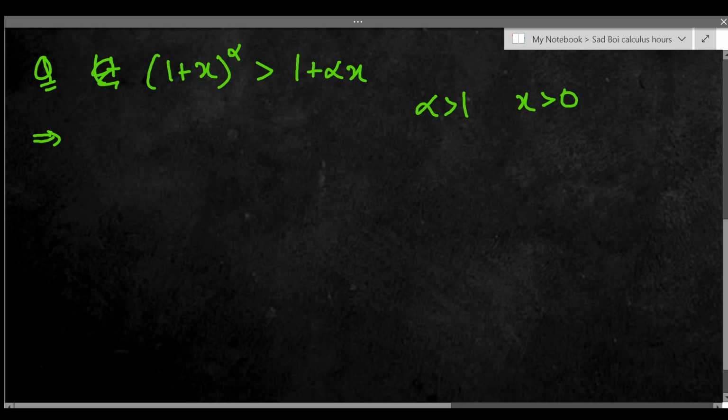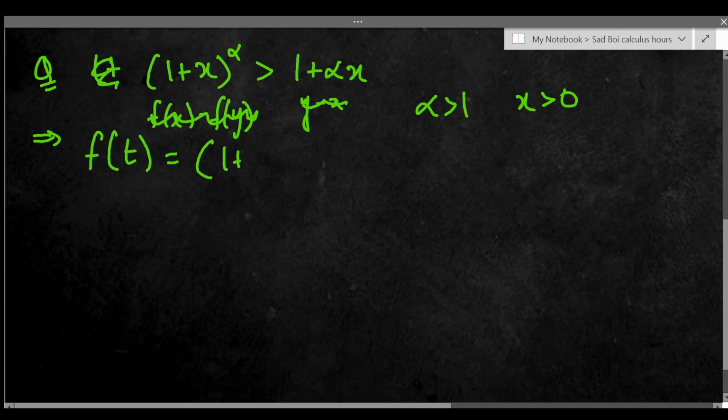So how are we going to approach this problem? Well, it's not of the form f of x minus f of y over y minus x or something like that. So we don't know what to assume the function to be. So we're going to just write the function of t to be 1 plus t to the power alpha minus 1 plus alpha t in the brackets, right?